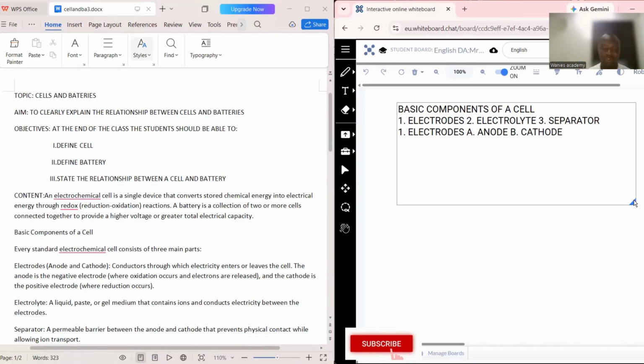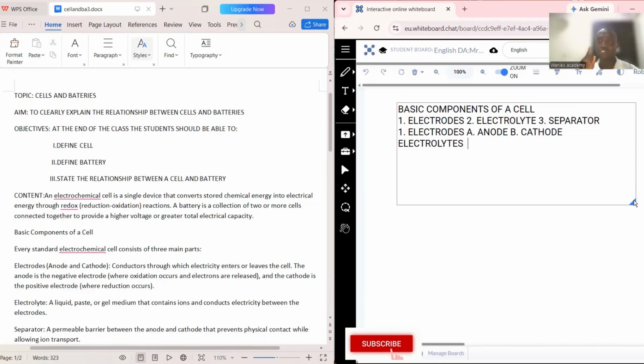All right, now let's go to the second component of an electrochemical cell. The second component we want to look at is called the electrolyte. Electrolytes are substances which conduct electricity and are decomposed in the process. So we define electrolytes as substances that have the ability to conduct electricity and are decomposed in the process of conducting electricity. These are mostly salt solutions, acid solutions, and basic solutions.